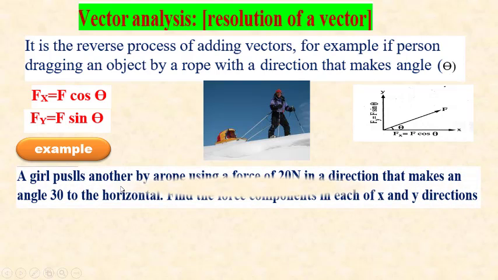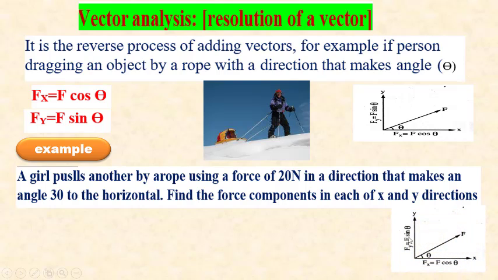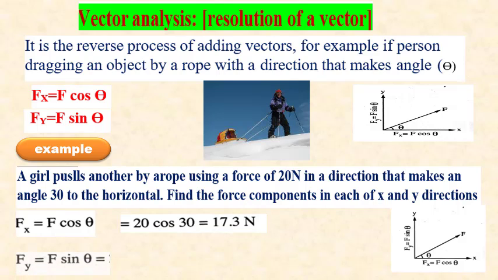Example: a girl pulls another girl by a rope using a force of 20 Newton. This is the force, in a direction that makes an angle of 30. This is theta. Find the force components. Components here refers to the x direction and the y direction, so we have to get Fx and Fy. Fx equals F cosine theta, so it will be 20 cosine 30, and the answer will be 17.3 Newton. Fy is F sine theta, 20 sine 30, and the answer will be 10 Newton.